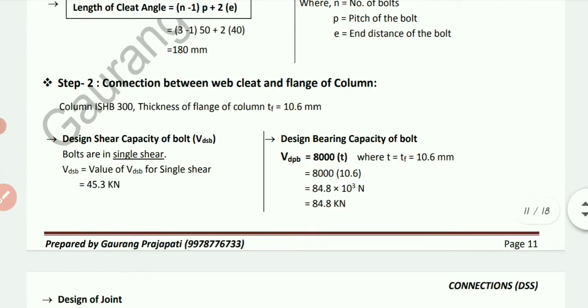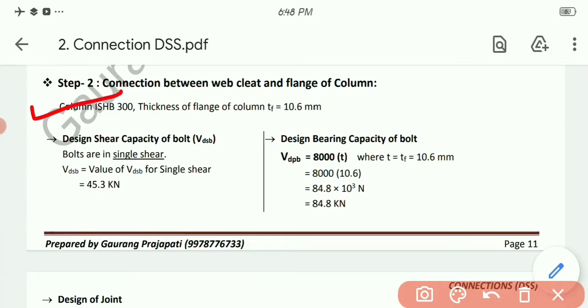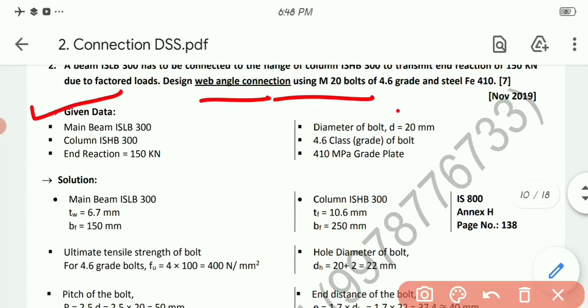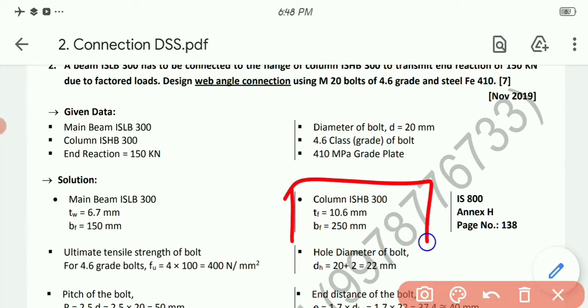Step number 2, connection between web cleat and flange of column. So first of all, let's take the column. Over here in the data we have already calculated this one. Column mass is 300 and thickness of flange. For this one we need to consider thickness of flange.